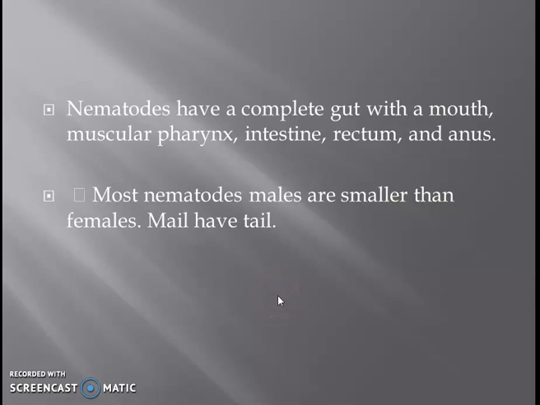They are also divided into male and female categories, and most nematode males are smaller than females. But the difference by looking at them is that a male nematode will have a tail while a female nematode will not have any tail. So the main difference when we look at them under the microscope is that if a nematode has a tail, it will be declared a male nematode. Sorry, by mistake I wrote the spelling of male wrong. It should be M-A-L-E, male.